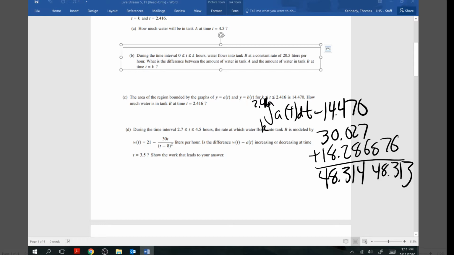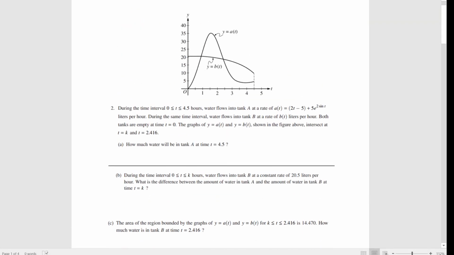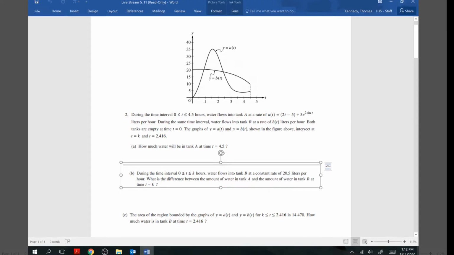Couldn't k be any time? It can't be because of the stuff they give us in the question. So to loop back, it says that b is going at a constant rate of 20.5, so it's flat from here to here. So I know k has to be the time at which a of t goes through 20.5. And so it has to specifically be that 0.89 value.